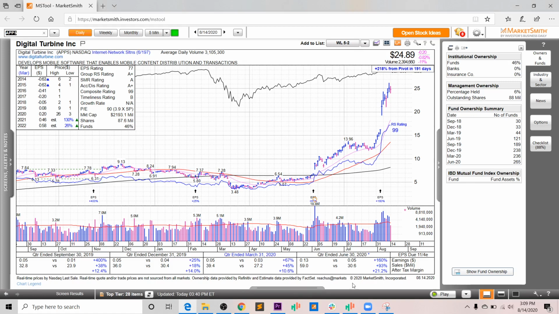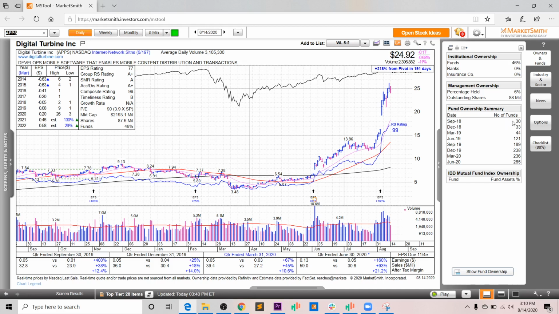And overall, looking at the earnings and sales, you can see excellent growth here. The last 3 quarters, earnings and sales have been accelerating. Last quarter, earnings were up 160%, sales up 93%, and after-tax margins up 21.2%. And looking at the annual EPS estimates, you can see there's a lot of growth expected. In 2021, it's supposed to grow 130%, and in 2022, up a further 26% on top of that. And overall, the EPS rating is a 77, the Group RS is an A+, the SMA rating is an A, accumulation distribution is an A+, and the overall composite rating is a very strong 99.